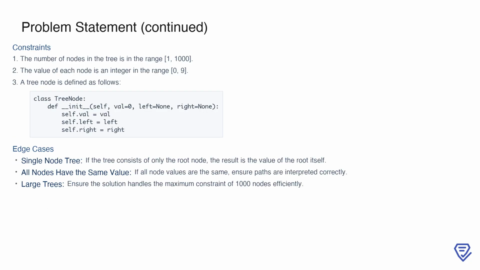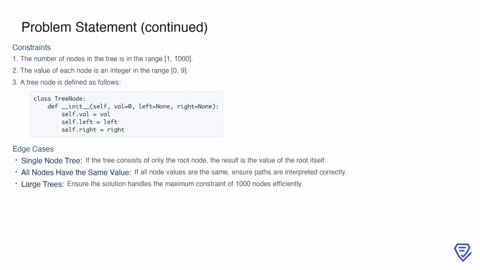There are a few constraints and edge cases we need to consider for this problem. First, the number of nodes in the tree can range from 1 to 1000, so the solution needs to handle trees of varying sizes efficiently. Each node's value is an integer between 0 and 9, which simplifies the number formation process but requires careful handling during traversal. The tree node is defined using a simple class structure, where each node has a value and pointers to its left and right children.